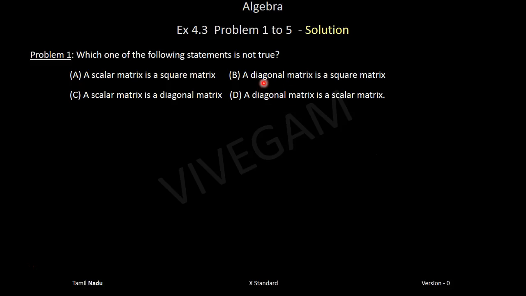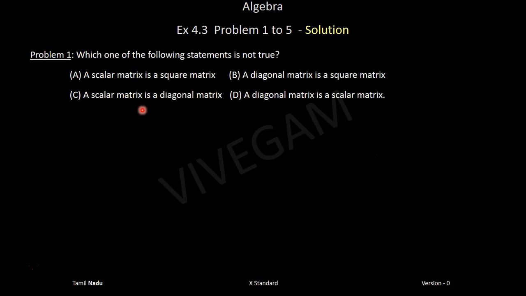For that you should first recollect what a diagonal matrix is. A diagonal matrix is one where anything other than the leading diagonal will be 0, and it is always a square matrix. If the diagonal matrix has a constant number along the leading diagonal, then it is a scalar matrix. Since a diagonal matrix is a square matrix, a scalar matrix is also a square matrix, and the scalar matrix is also a diagonal matrix.